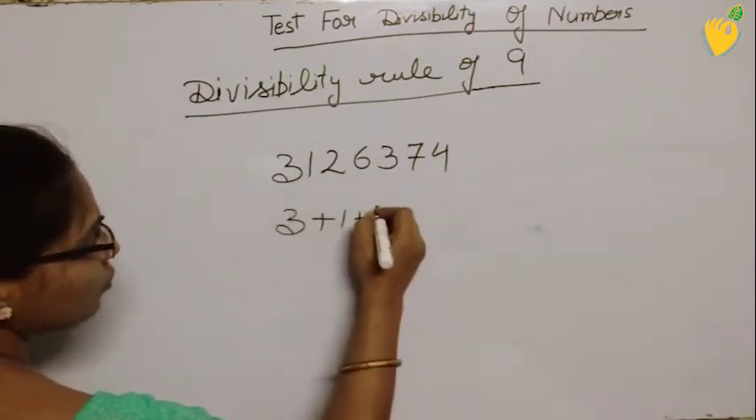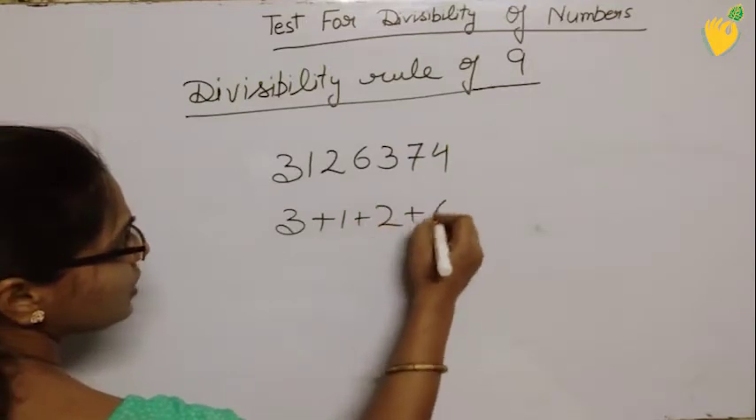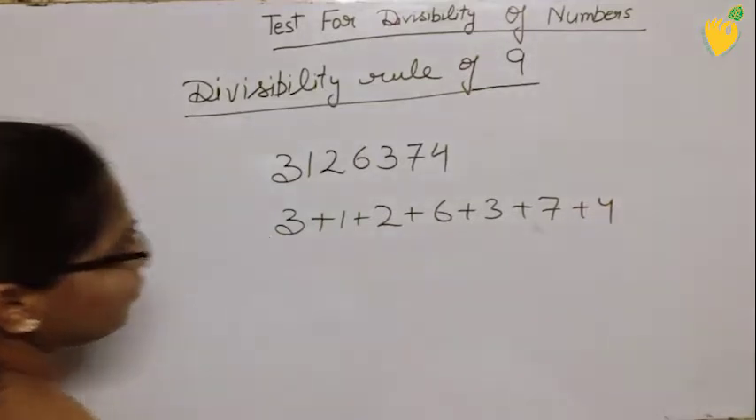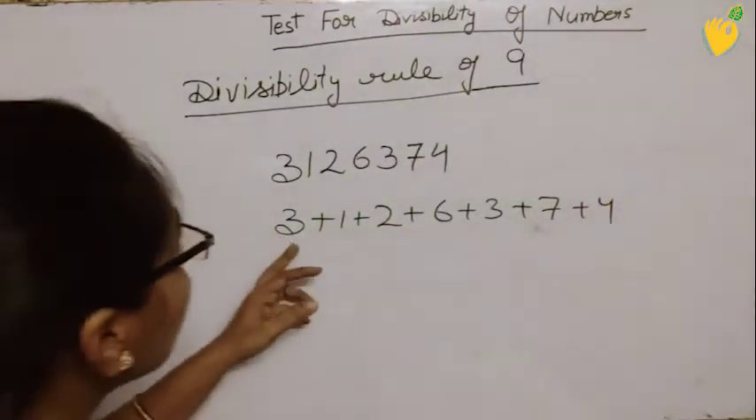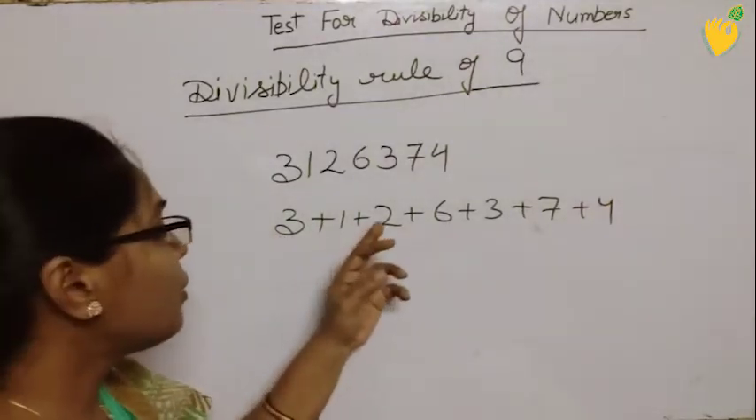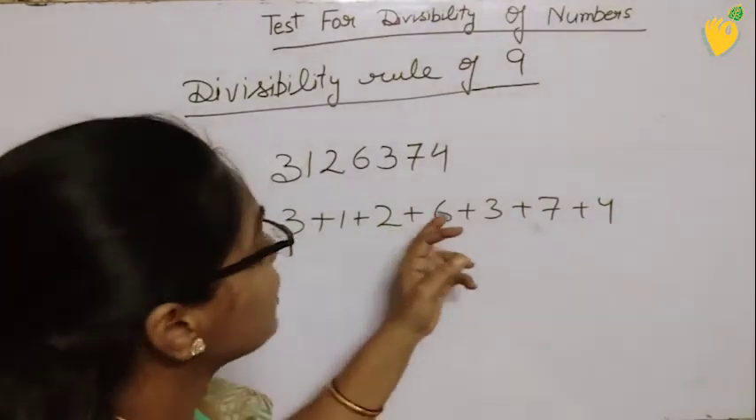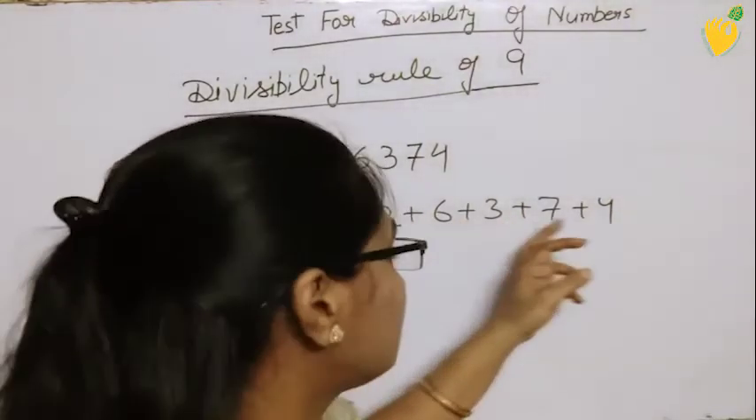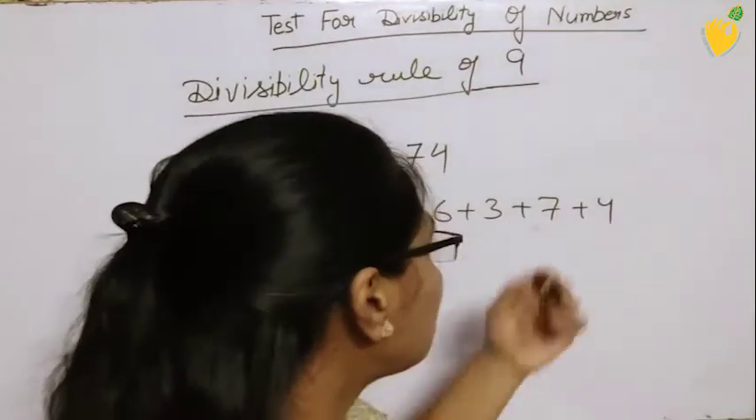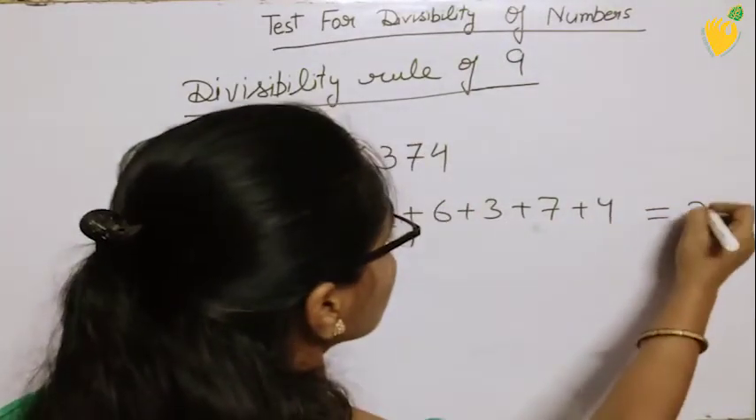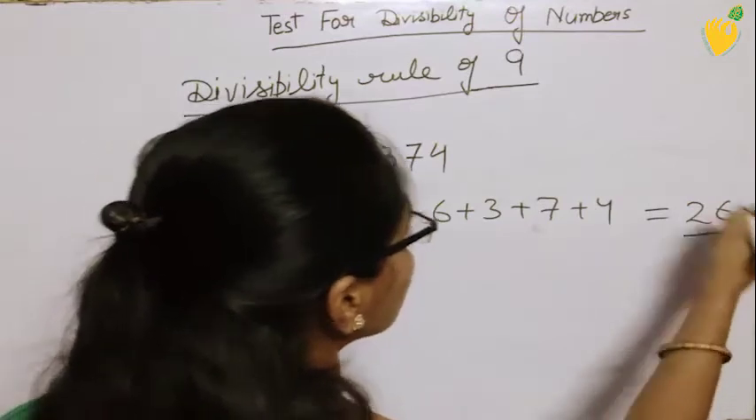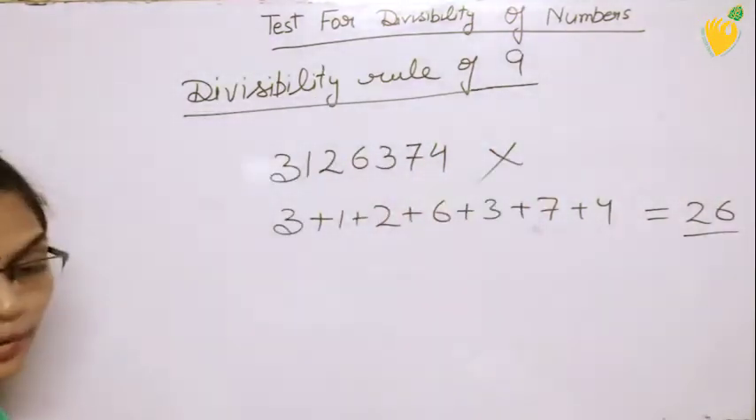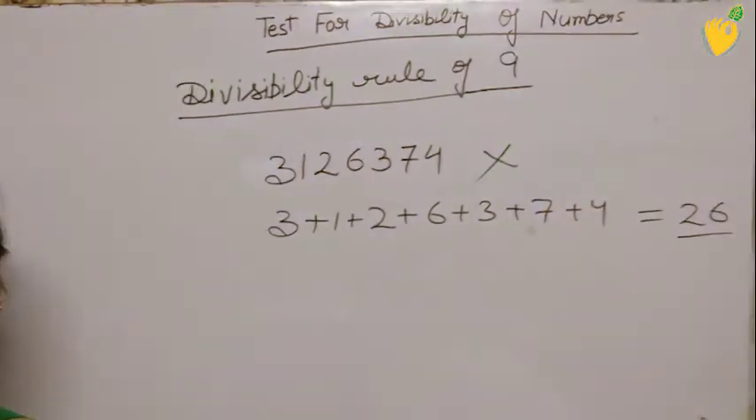3 plus 1 plus 2 plus 6 plus 3 plus 7 plus 4. 3 plus 1 is 4, 5, 6, 12, 15, 19 and 26. The sum is 26 and it is not divisible by 9. So this number will not be divisible by 9.